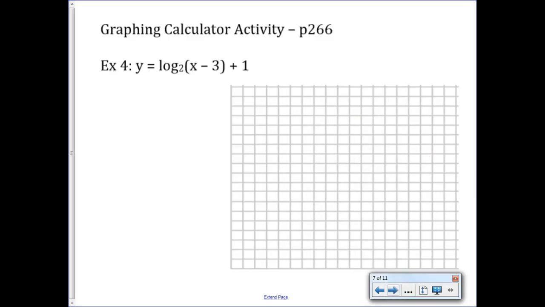All right, graphing calculator activity. We're going to table this for now. We're going to come back to this after we've talked about properties of some logarithms, which will be in the next section. So just skip over this for now. If you have it in your notes, don't worry about it. We'll get there.